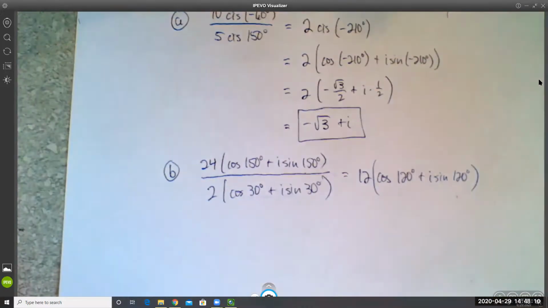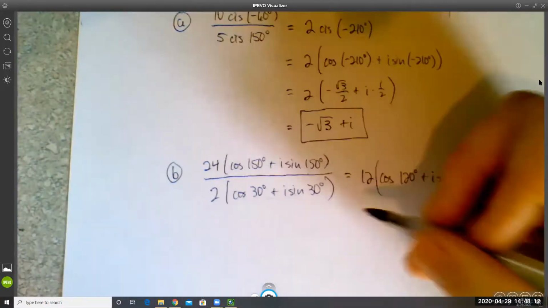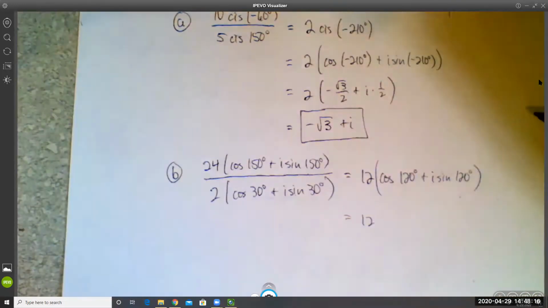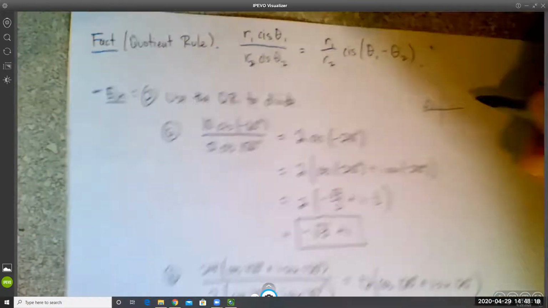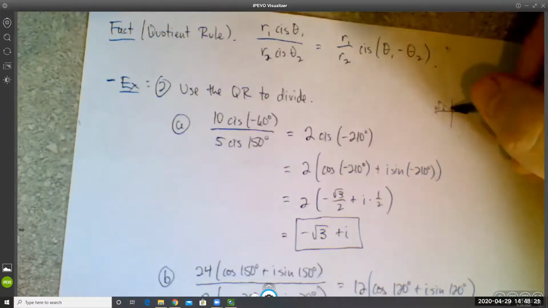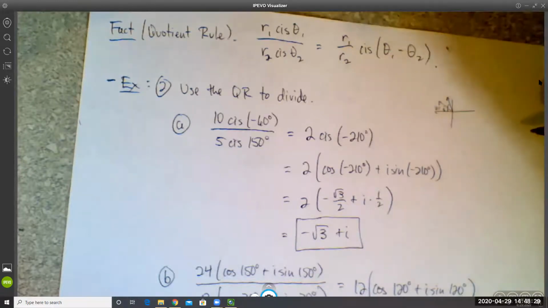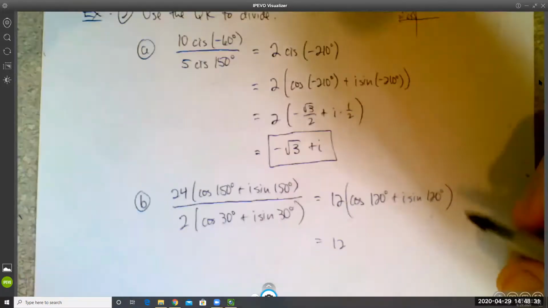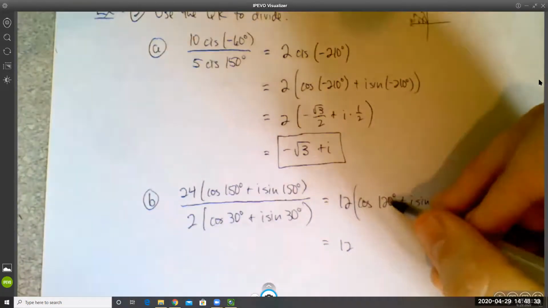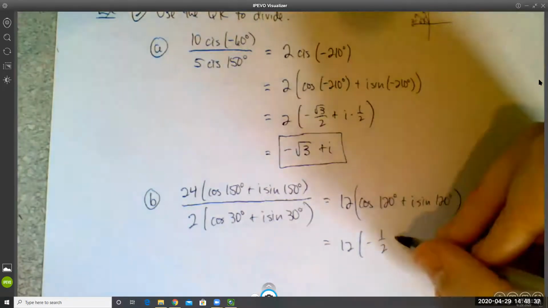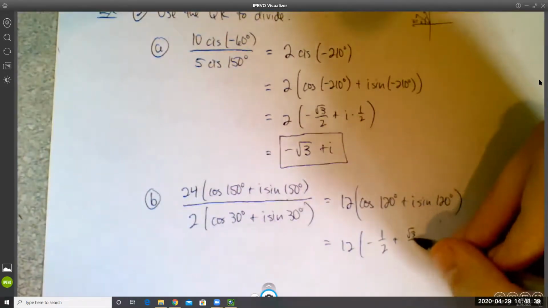And now if I want to change that to rectangular form, I just evaluate those trig values. Cosine 120 would have a reference angle of 60, wouldn't it? 60 degrees. Okay, cosine 60 degrees is 1/2, but since we're in quadrant 2, this is going to be negative 1/2. And plus root 3 over 2 i.